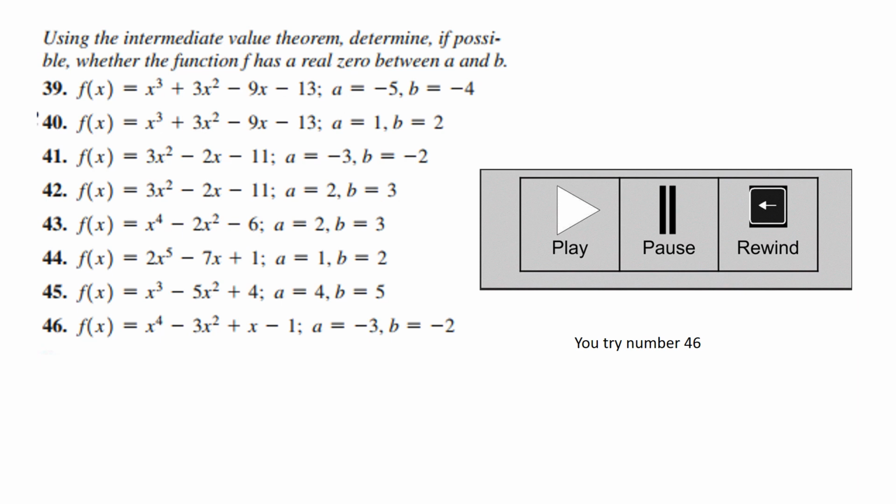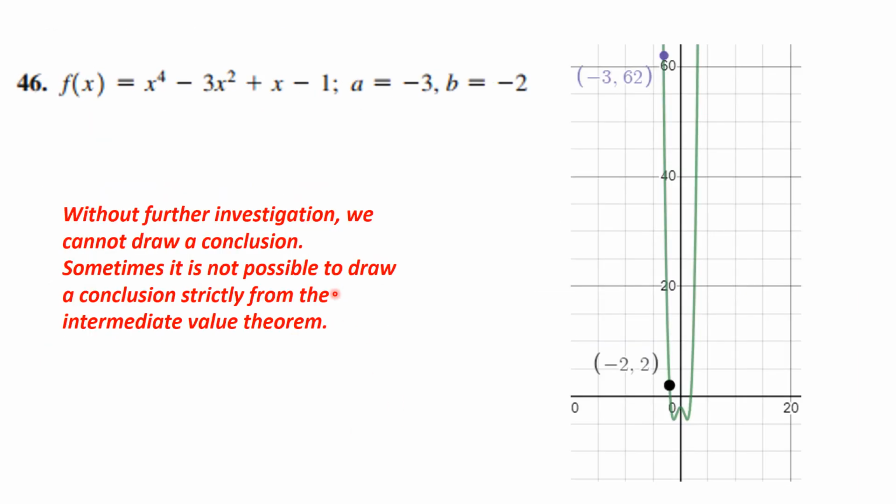Okay, I am back. Let's see how you did. Now, when we evaluate the function at -3, we get 62. And when we evaluate the function at -2, we get 2. Well, you see, both of these are positive. So, without further investigation, we cannot draw a conclusion from this. And sometimes it's not possible to draw a conclusion strictly from the intermediate value theorem. And you can see that, in fact, in this case, there is not a zero between the two from the graph.